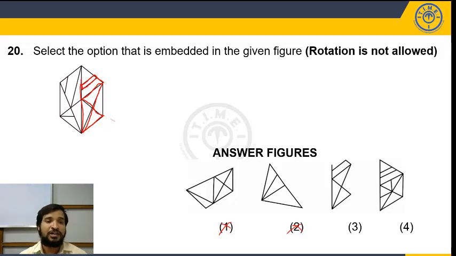So here the choice 3. So choice 3 is embedded in the given figure.